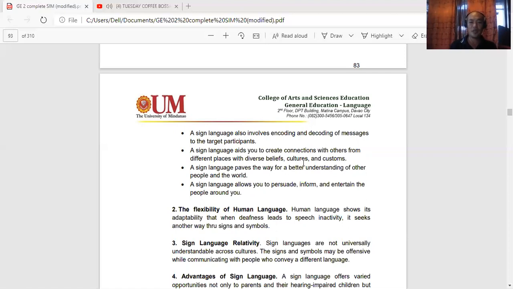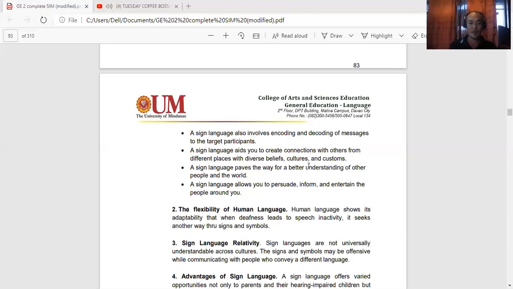A sign language aids you to create connections with others from different places with diverse beliefs, cultures, and customs. So, a sign language paves the way for a better understanding of other people and the world. A sign language allows you to persuade, inform, and entertain the people around you.